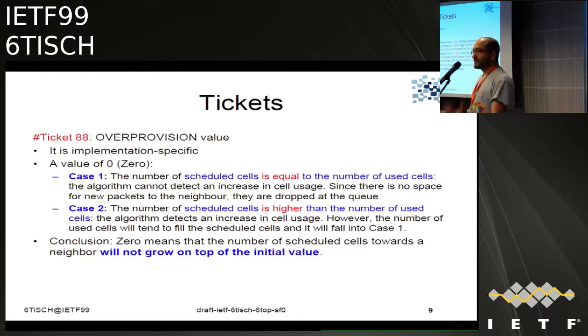Another question was, what happens when the overprovision is zero, for example? If the overprovision is zero, we cannot detect if there are any more used cells being required, and possibly that will generate a packet loss in the queue. That's one of the problems of using an overprovision of zero. So we just add a fixed value for overprovision, which is implementation specific.